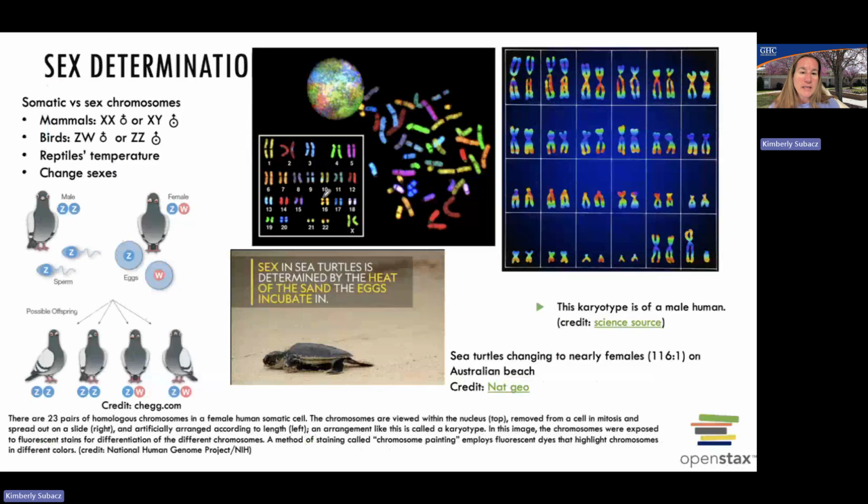All right, sex determination. We are missing the N. It's hiding behind that karyotype image. I'll have to fix that.